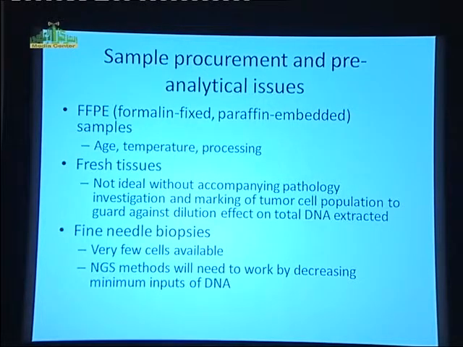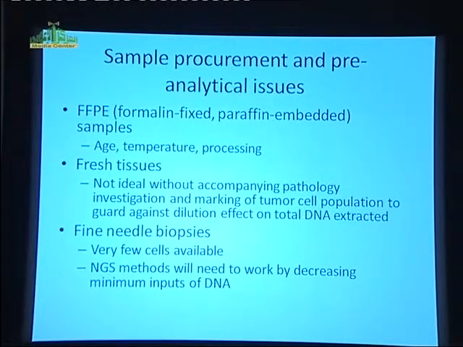So, when one looks at sample procurement and pre-analytical issues, even with things like formalin fixed tissues, there are still issues with the age of these samples. Often, I think people are working with samples that have been archived for decades, and not simply for years. The way those samples are being stored and processed can often affect the type of results one gets and cause difficulties in terms of interpreting the changes that one might find when processing these through next-generation sequencing.